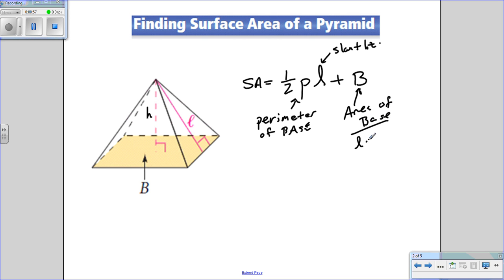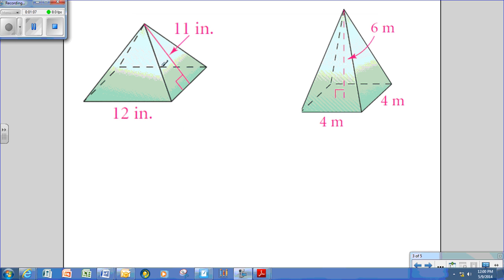Now that could be length times width. It could be 1/2 base times height if it's a triangle. It could be 1/2 apothem times perimeter if it's a regular polygon. Let's do a couple of examples.